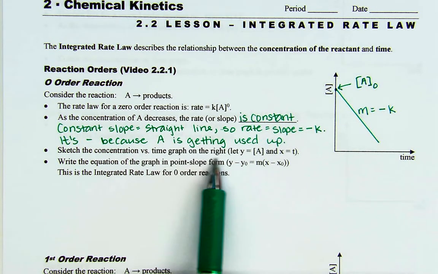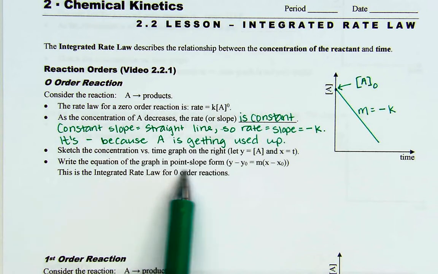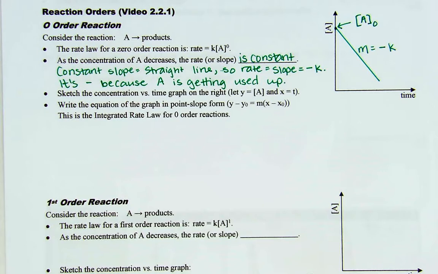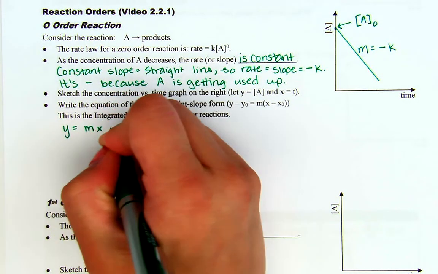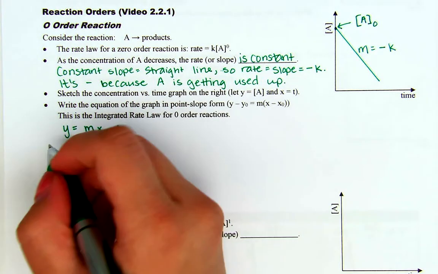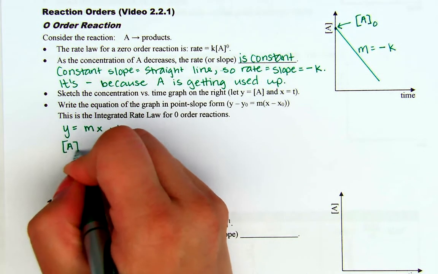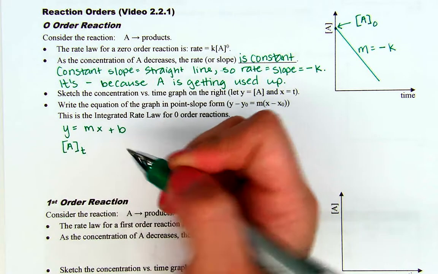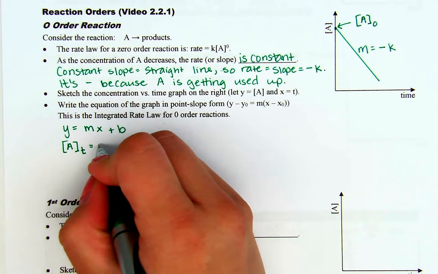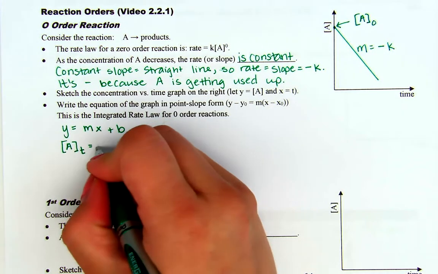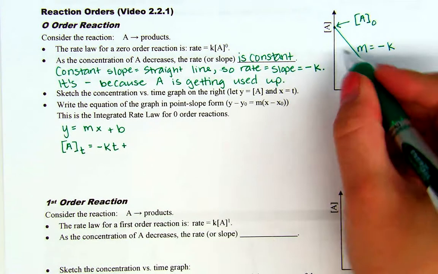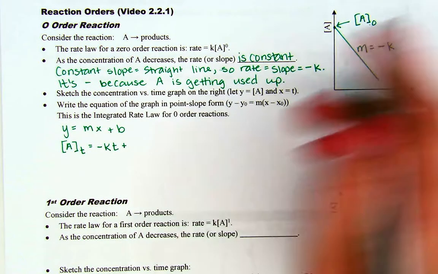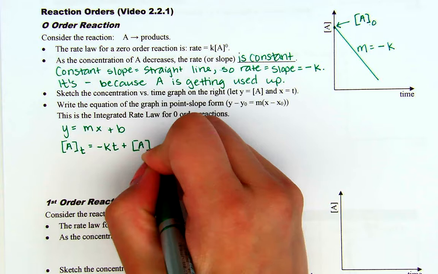Sketch the concentration versus time graph on the right. We did that. Write the equation of the graph in point-slope form. So we're going to be rewriting everything. The first way I'm going to do it is in y equals mx plus b, slope-intercept. Our y, in this case, is the concentration of A at some time t, whatever time t you're interested in, equals m, which was negative k, times x, which is time, plus the y-intercept, which is A at time 0.